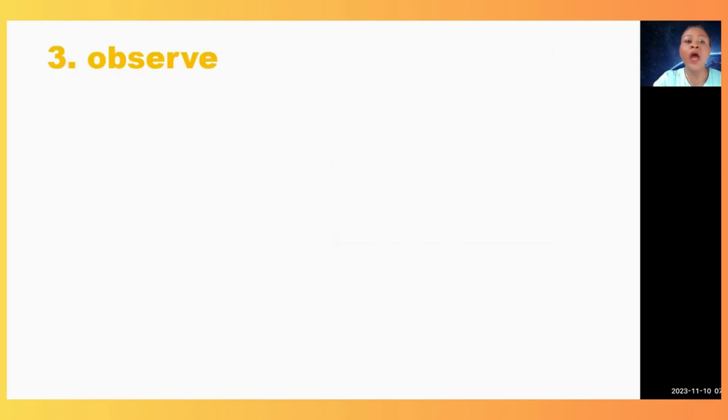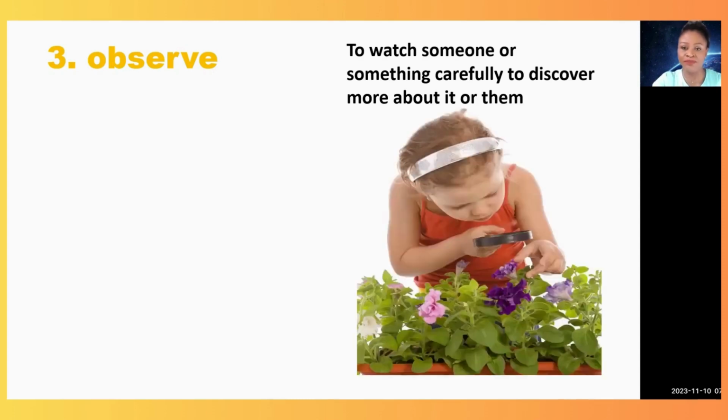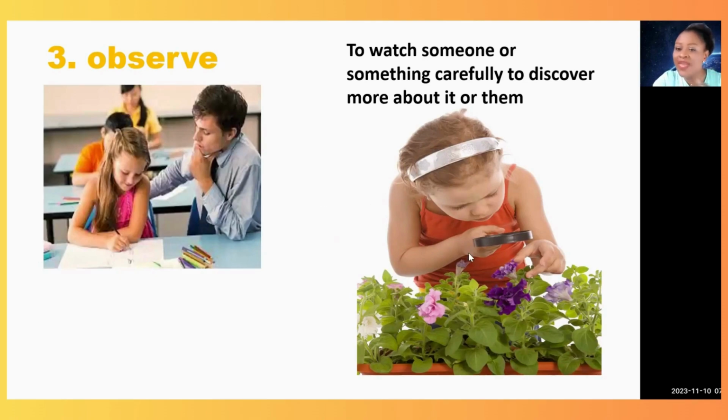The next verb is observe. Observe means to watch someone or something carefully to discover more about it or them. Look at this little girl. She's observing the flowers. She's not just looking at the flowers, but she's observing them. That means she's trying to discover something in them.